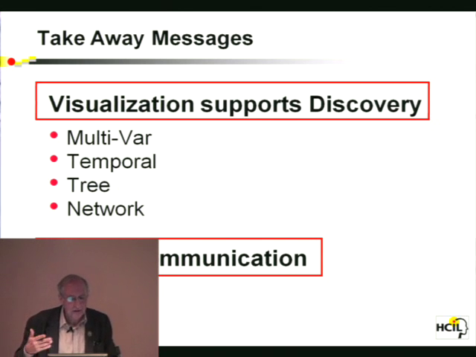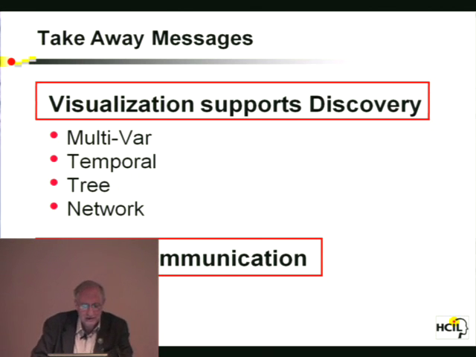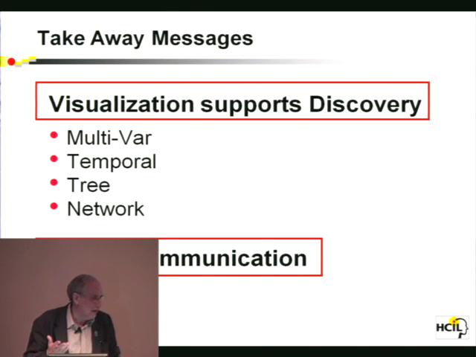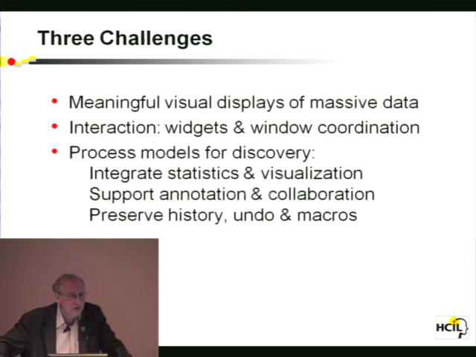The opportunities, I think, are in multivariate data, temporal data, tree data, and network data, and once you've made a discovery, these visualization strategies are a strong way of communicating those results and conveying the importance and related features in those results. And the remaining challenges are just what I opened with. How do we create meaningful visual displays of massive data that show clusters, gaps, correlations, outliers, etc.?